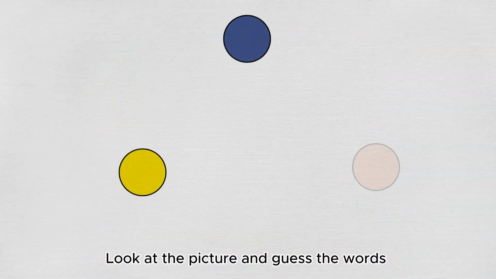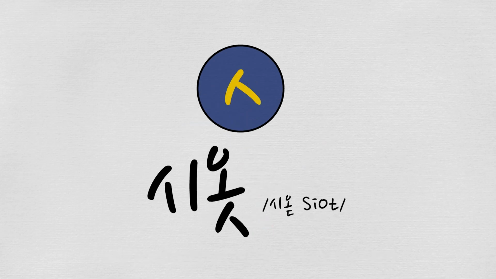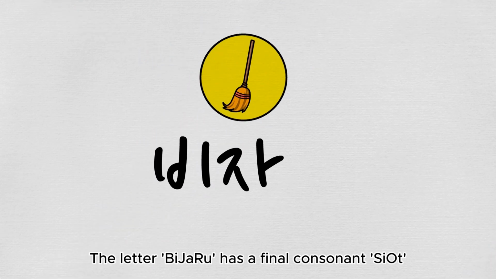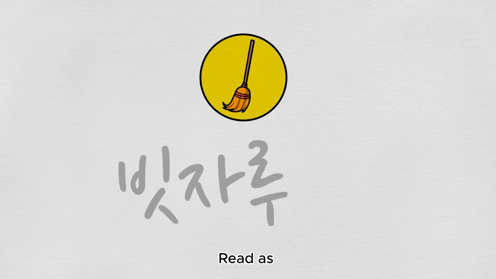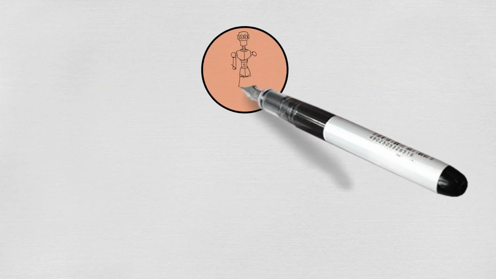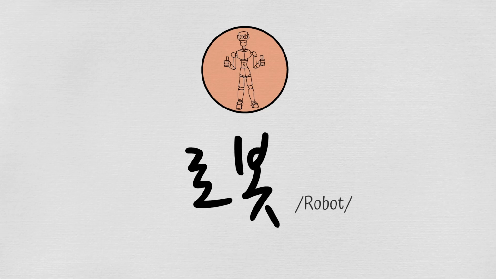Look at the picture and guess the words. The letter 시오 has a final consonant. It's read as 시옷. The letter 비자루 has a final consonant 시옷. It's read as 빗자루, broom. 빗자루. The letter 로보 has a final consonant 시옷. It's read as 로봇, robot. 로봇.